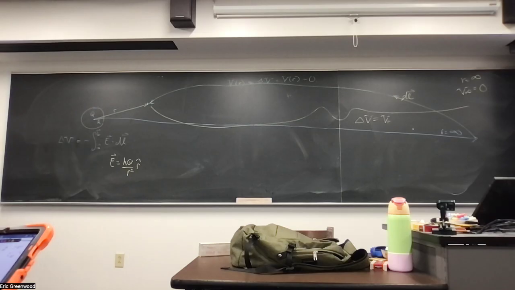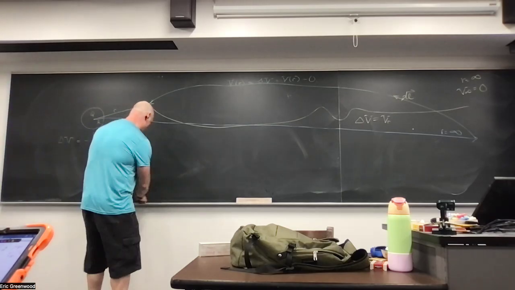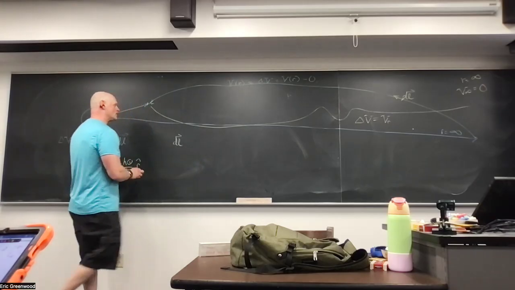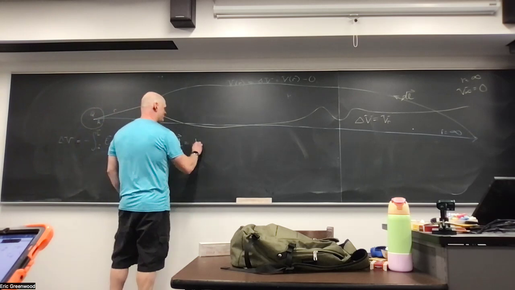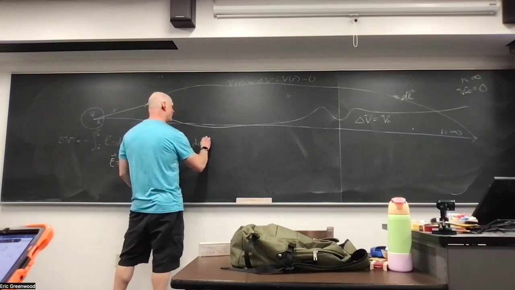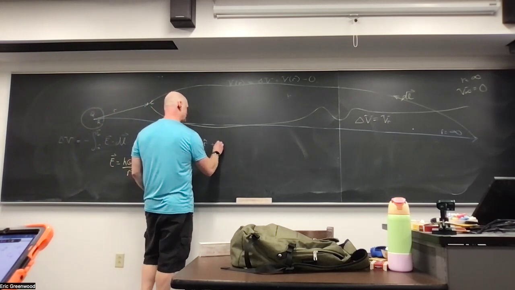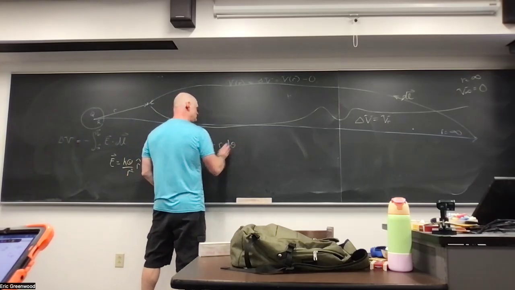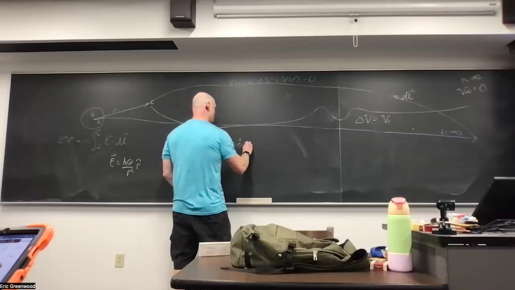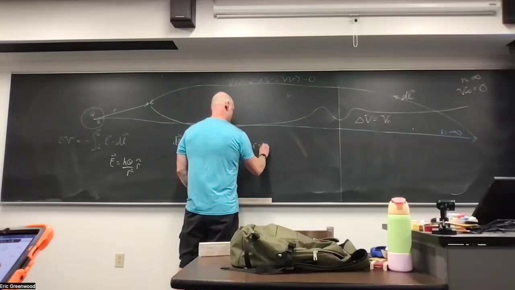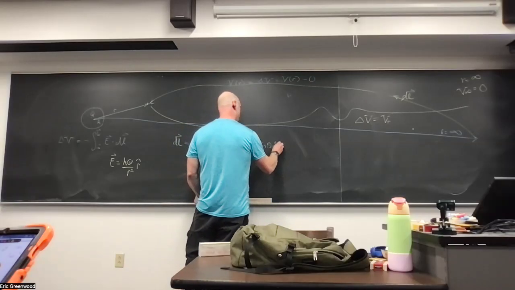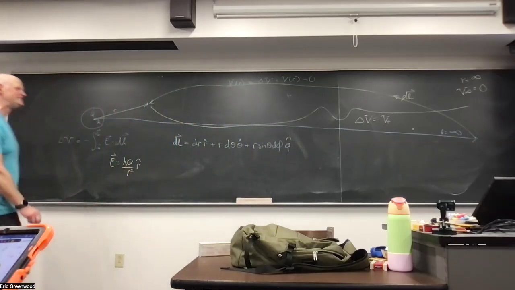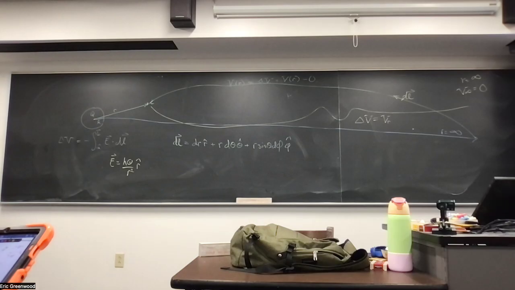Now, let's talk about dL in this case. So dL, I'm going to use in spherical coordinates. So dL in spherical coordinates is going to be the same thing then as dr in the r hat direction plus r times d theta in the theta hat direction plus r sine of theta d phi in the phi hat direction. This is my dL in spherical coordinates.